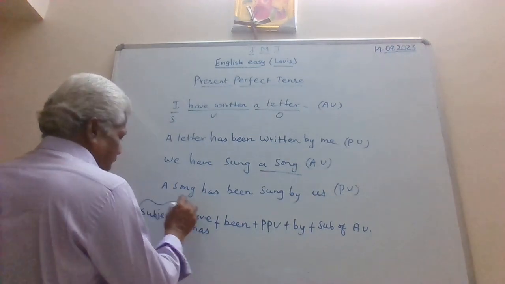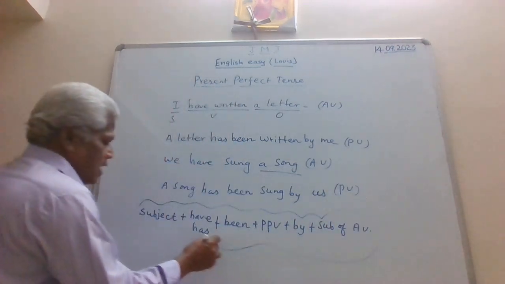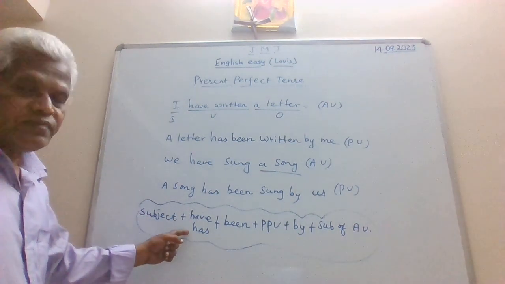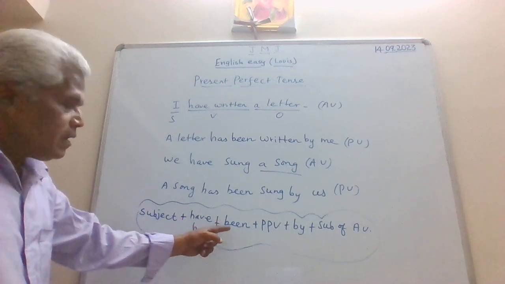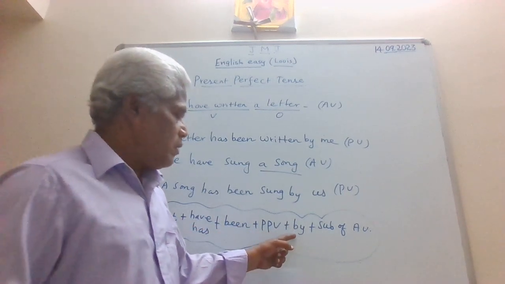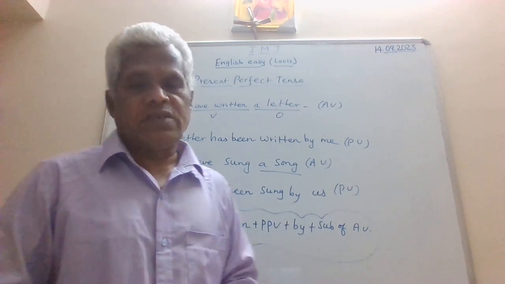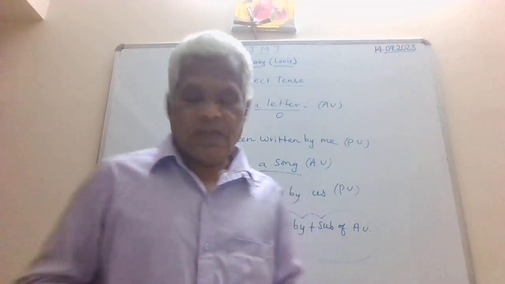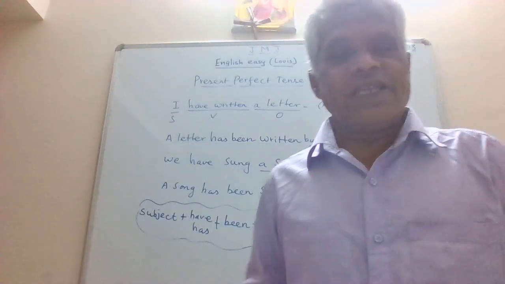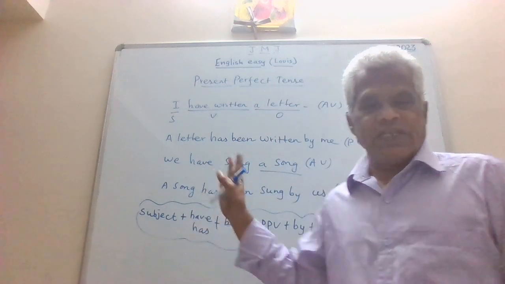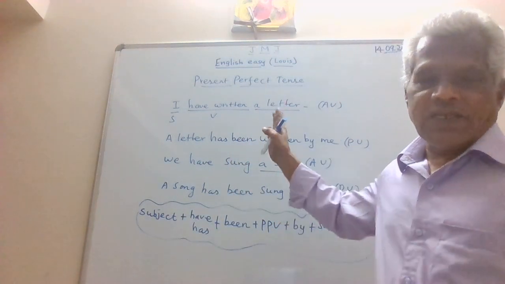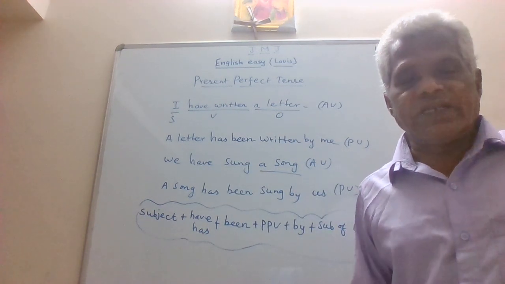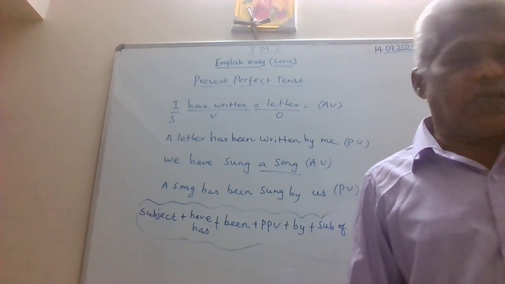I can highlight it like in the previous video. Just go through this: subject, have or has depending upon the subject, been, past participle form of the verb, by, and then the subject of the active voice. Okay? So, any difficulty here, friends? Just read this and you will have a better understanding. And this is only present perfect tense.